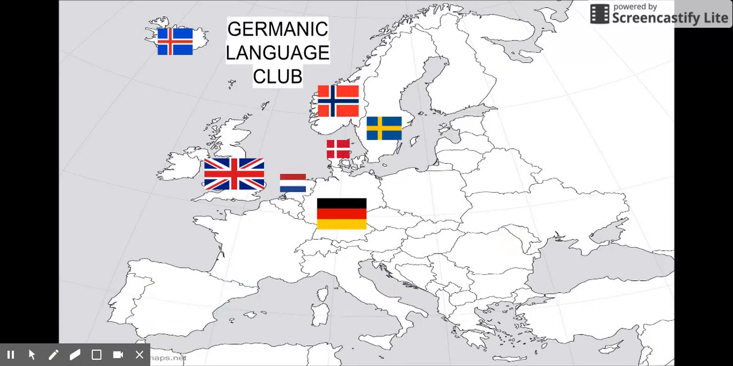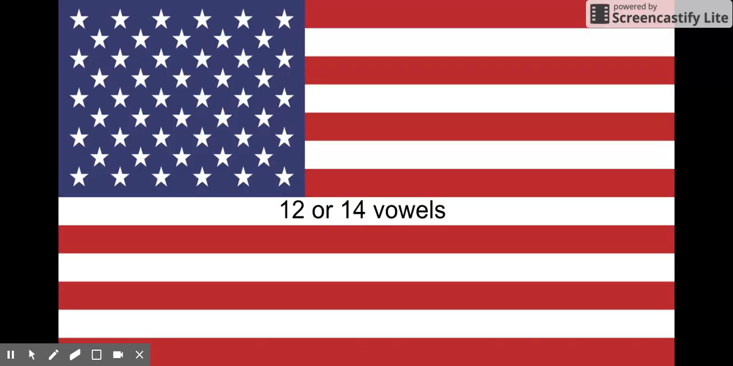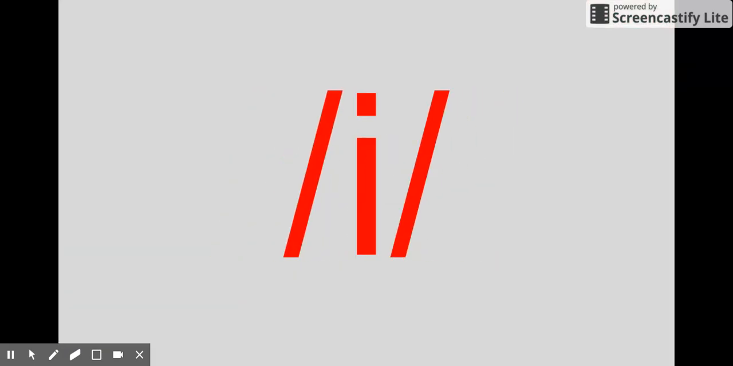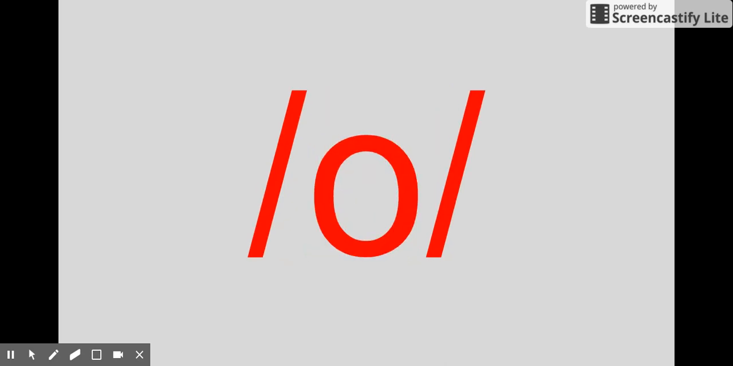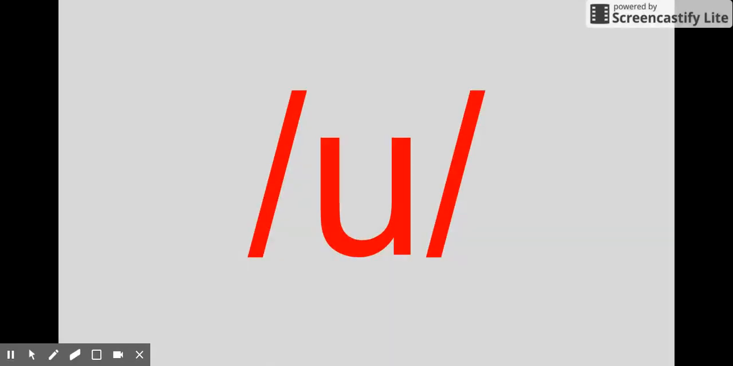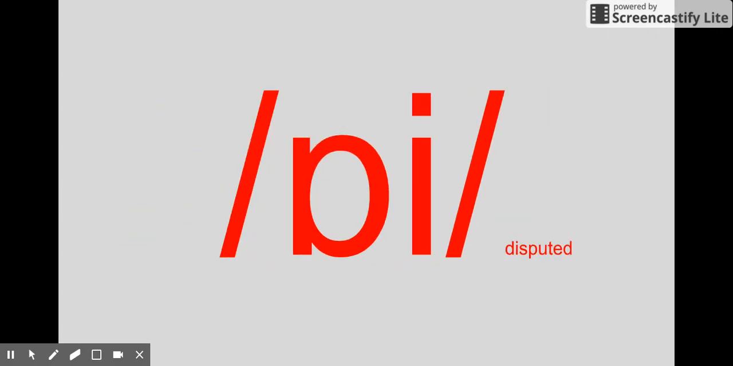English is a Germanic language. And a feature of Germanic languages is that they have a lot of vowels. Depending on whether you want to count double vowels, English has either 12 or 14 of them. They are a, e, i, a, o, u. And the double vowels are ow and i.